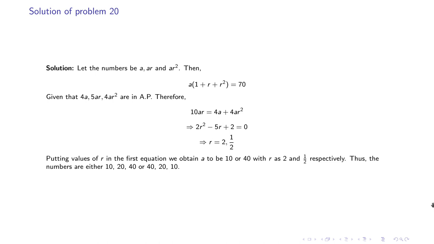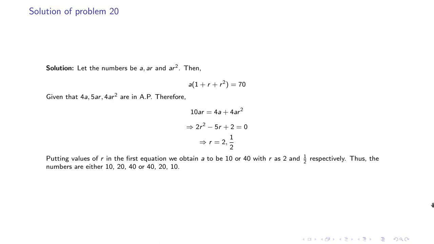Now if we substitute r as 2, we get the middle and last terms as 10 and 40. Where do we substitute this? You substitute this in the first equation. If you substitute it there, r square will become 4, for r is equal to 2, then 4 plus 2 plus 1, that is 7. So a will become 10.